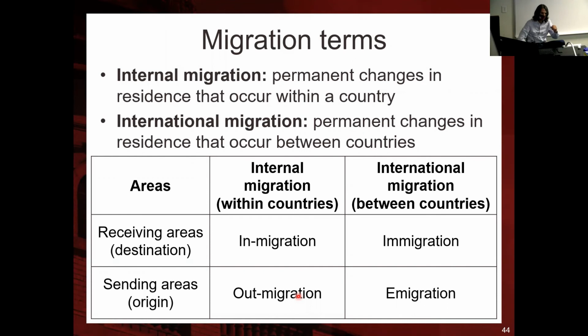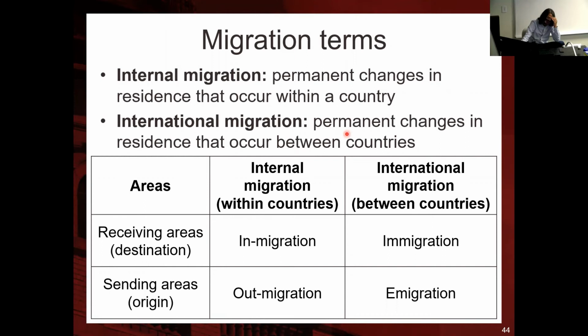And here, I just organized this slide to show the differences between the terms when we are talking about internal or international migration. Internal migration is the permanent change in residence that happens within a country. So people moving within a specific country. International migration, that's when we have people moving on a permanent basis between countries.